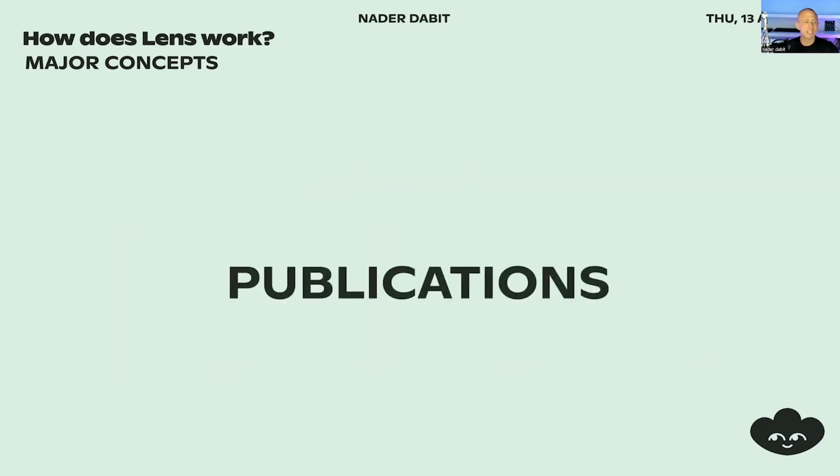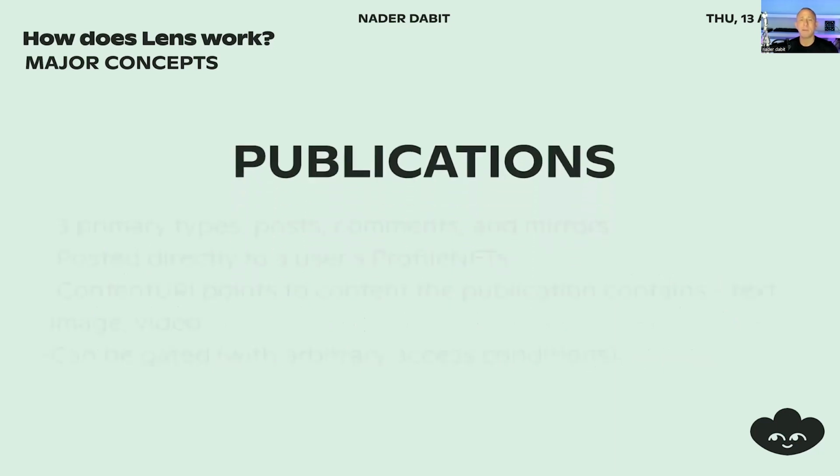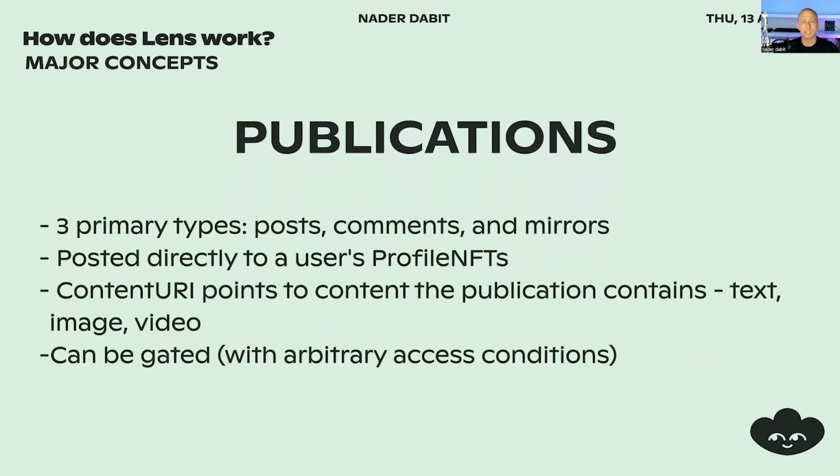And the content that's created is created in the form of a publication. And there are three types of publications. There are posts, comments, and mirrors. And these, again, are all posted to the profile owner's NFT. And the content URI is attached to this publication with all the different metadata. We also enable gating of publications with different access conditions. So you can say someone has to have collected this publication in order to see it, or they have to have followed me, or they have to have bought one of my NFTs or whatever on-chain conditions that you want to put there.